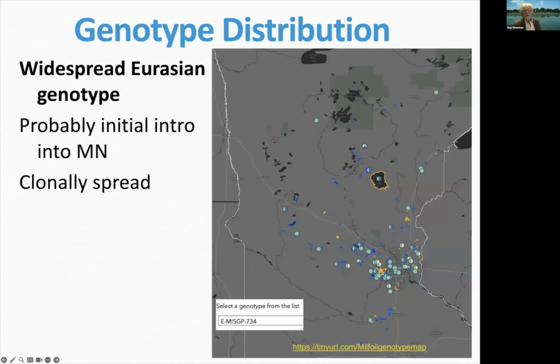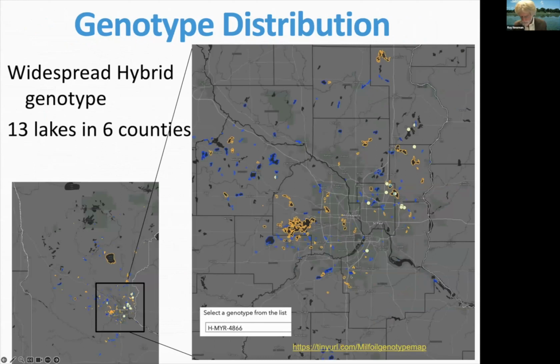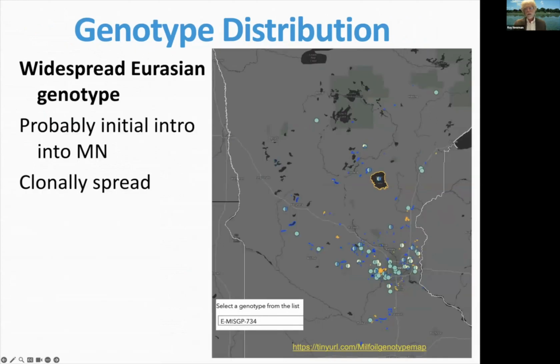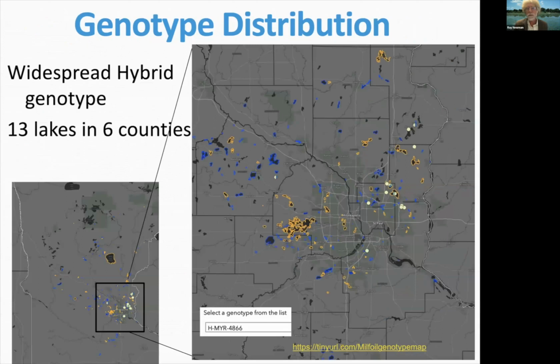So this is the distribution of the widespread Eurasian genotype. Sorry about the map here. But there may be some lakes where, again, it's in with northern and hybrid, but all of these dots here are the widespread Eurasian genotype. It was probably the genotype that was initially introduced to Lake Minnetonka in Minnesota and is clonally spread throughout the state. And that's its identification number down at the bottom there, 734.